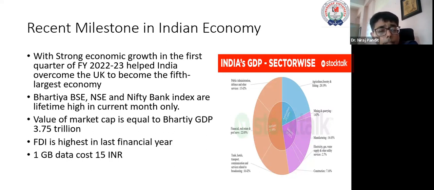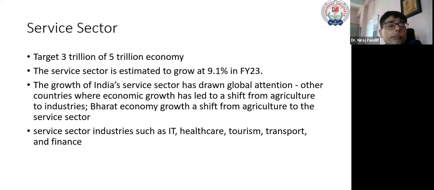Value of market cap: see, the Indian market cap is almost equivalent to Indian GDP, that is $3.75 trillion. Foreign direct investment was the highest in the last financial year. That is also one of the important milestones for us. And last important, you are all our data: 1 GB of data costs just 15 rupees. You can use the internet anywhere in India, and see how the economy has changed. Digitalization has changed the Indian economy. So these are the milestones for the Indian economy.